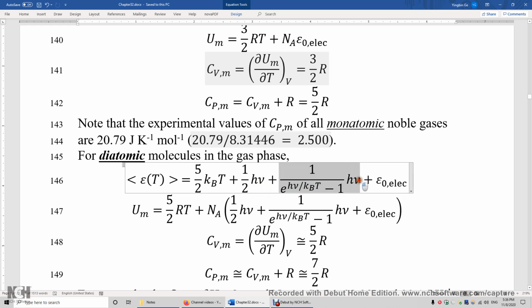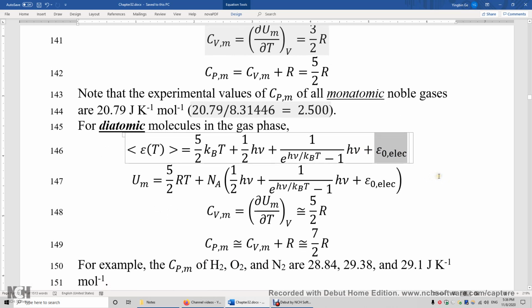And again, this is the thermal correction of vibration energy at a finite temperature. And again, this is the energy of the electronic ground state. And if we multiply this by the Avogadro constant, we'll get the molar internal energy right here. This is the molar internal energy of the diatomic molecules.